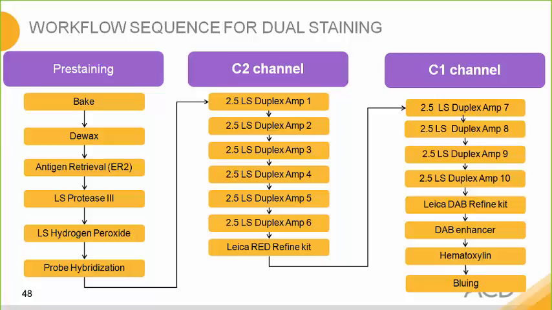Here you see the assay workflow, which does look similar to the chromogenic manual duplex assay, in which you would do the pre-staining and pretreatment up to probe hybridization. You would then develop your C2 channel first with the LEICA red refined kit, and then you would move to the C1 channel and visualize with the LEICA DAB refined kit. Please note that the duplex assay is also available to do red and green chromogen staining with the LEICA duplex, the green chromogen replacing the LEICA DAB. The green chromogen would need to be done offline, and the green chromogen is also available through ACD.